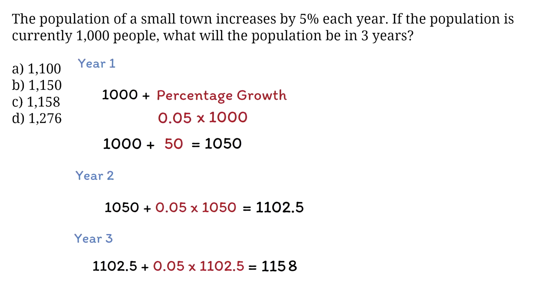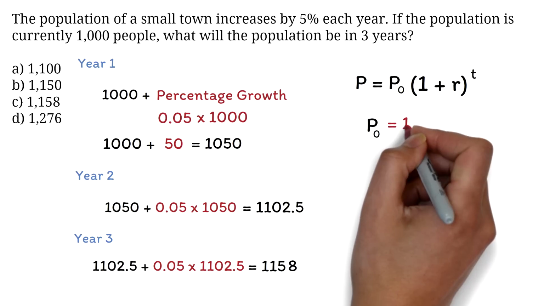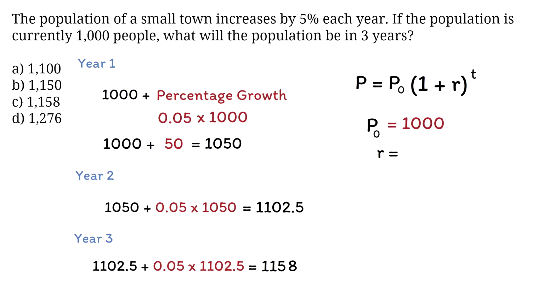The second method is to use the exponential growth formula. This formula is very similar to the compound interest formula. The formula is the population P equals P naught times 1 plus R exponent T. P naught is the initial population, which is 1,000 people. R is the growth rate, which is 5% or 0.05 as a decimal, and T is the time in years, which is 3 years. We put these values in the equation.